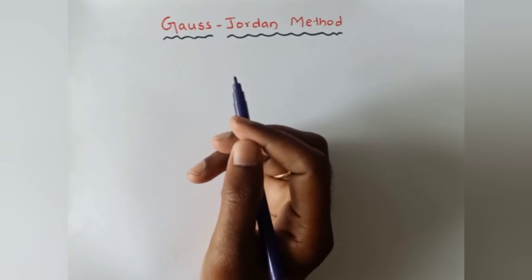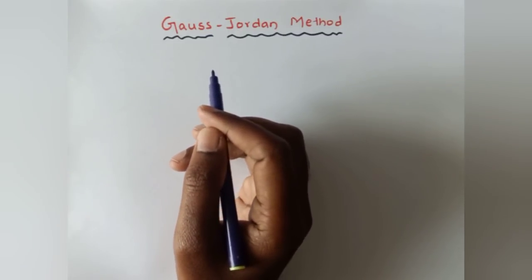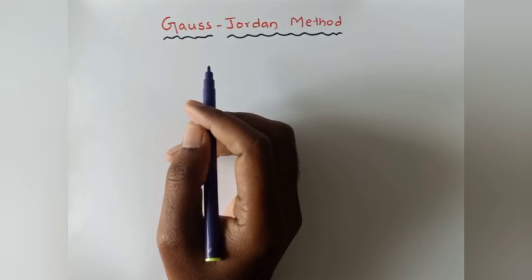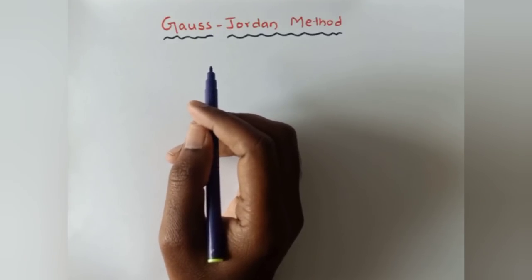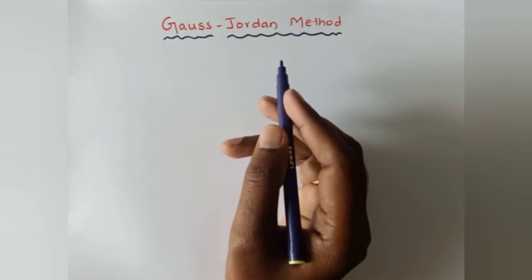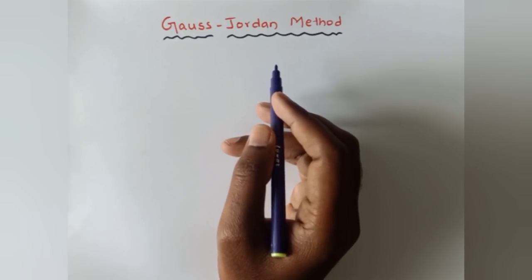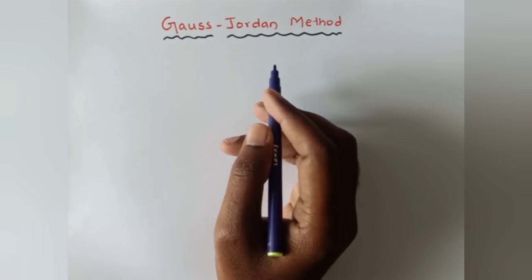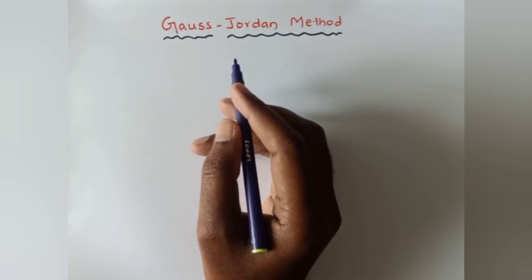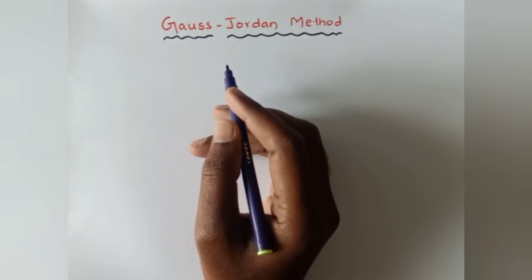Dear students, in this lecture we are going to discuss the last concept regarding finding the solution for the system of non-homogeneous linear equations by using the Gauss-Jordan method. In the previous lecture, you can note down one point: Cramer's rule and the matrix inversion method can be applied only when the coefficient matrix A is non-singular.